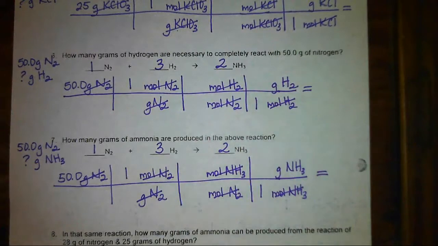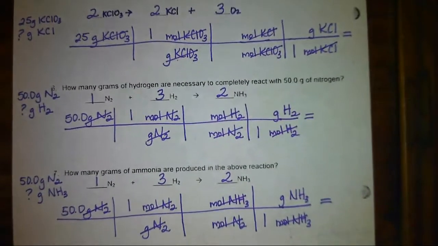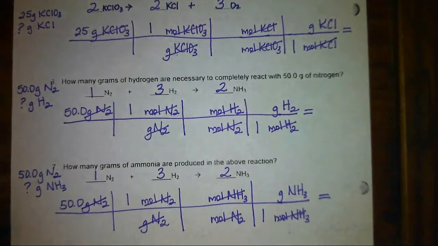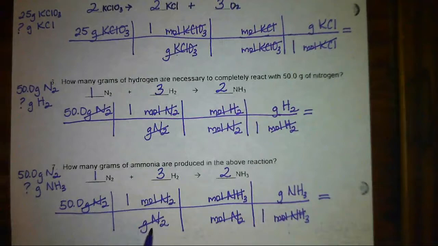Okay, so notice that in each of these problems, we went from grams of one substance to finally grams of a second substance, but the way to do that is to go from grams to moles, to moles to moles, and then from moles to grams. Grams to grams: grams to moles, moles to moles, and then moles to grams.